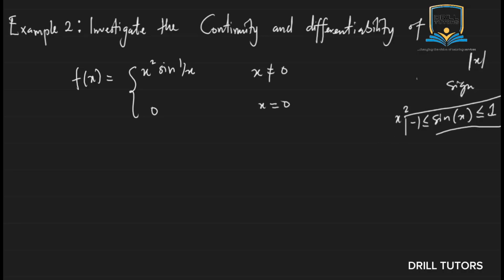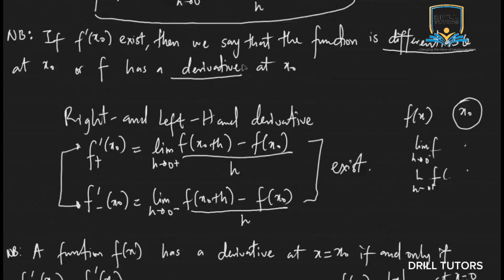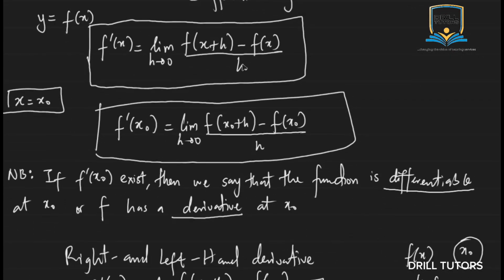So all we need to check as far as this particular function is concerned is if the limit as h tends to 0 of f of x naught, which is 0 plus h, minus f at 0 all over h, exists. That's all. Look at the definition from here. Just pay attention. I said if this limit exists, then the function is differentiable at x equal to x naught, that's the derivative. So we just need to check if this limit exists for that particular function.